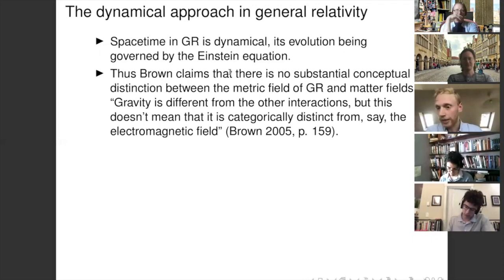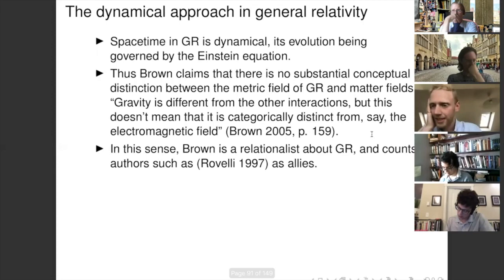What he writes is this: gravity is different from the other interactions. So he's talking about gravity as being represented by the metric field. But this doesn't mean that it's categorically distinct from, say, the electromagnetic field. There doesn't seem to be as clear-cut a conceptual distinction between these kinds of objects in general relativity anymore.